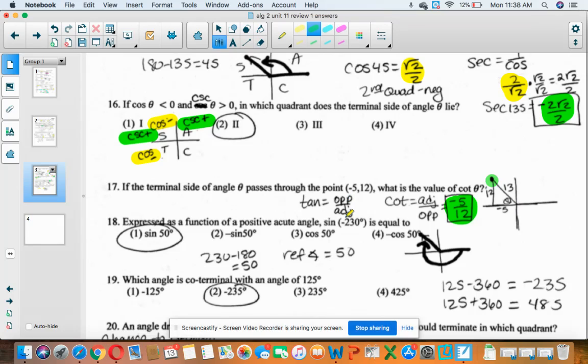Tangent is opposite over adjacent. Cotangent is the inverse, so it's adjacent over opposite. So based on this angle, adjacent is negative 5 and the opposite is 12. So that's my answer right there, negative 5 over 12.